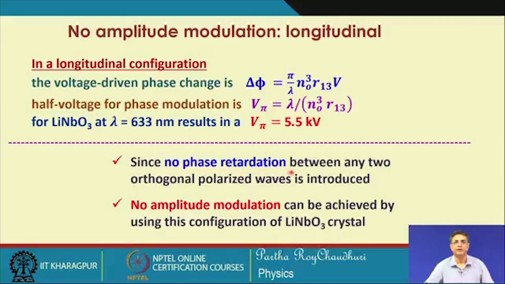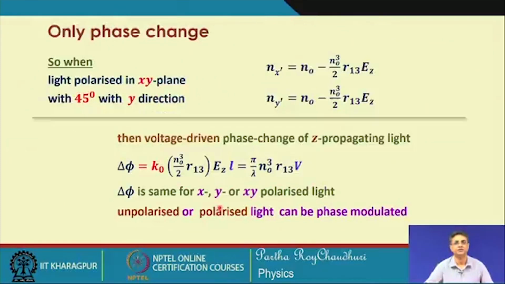But since there is no retardation between any two orthogonally polarized waves, therefore, there is no amplitude modulation. That is the most important outcome, that it cannot be used as an amplitude modulator, but it can be used as a phase modulator. But in that case, you have the freedom that it does not require any particular polarization. Whatever the polarization angle with x or y, it will undergo the same phase modulation when the external field is applied.